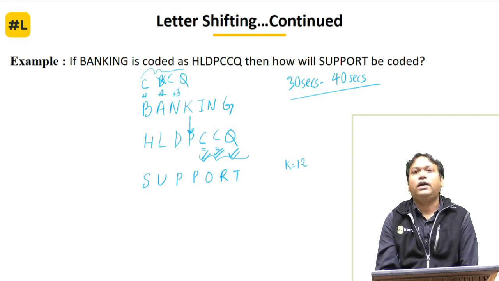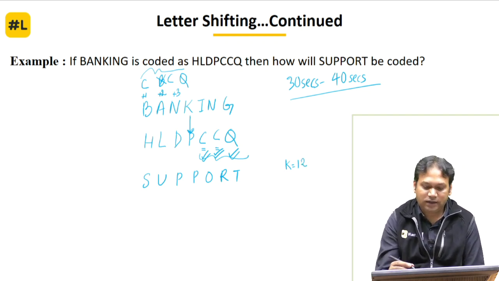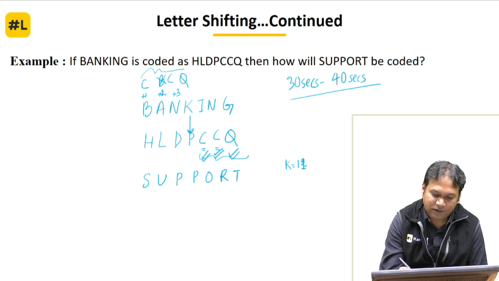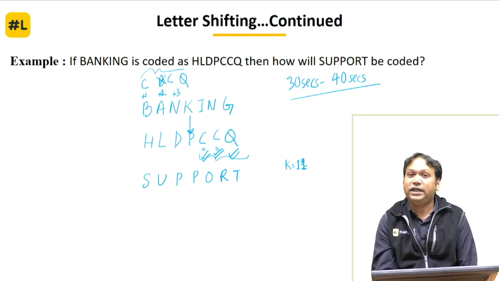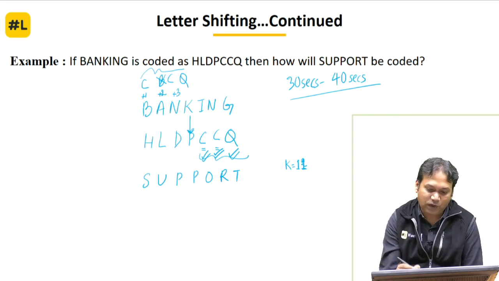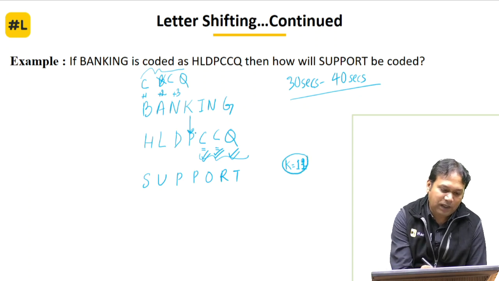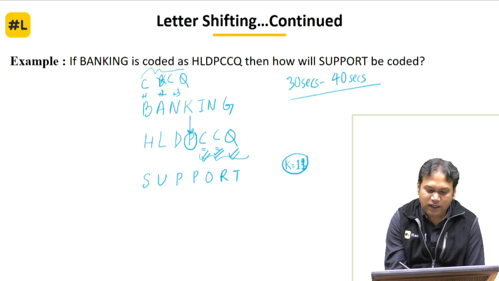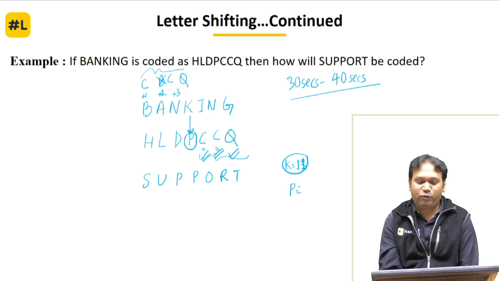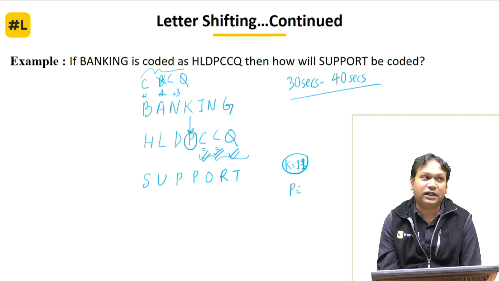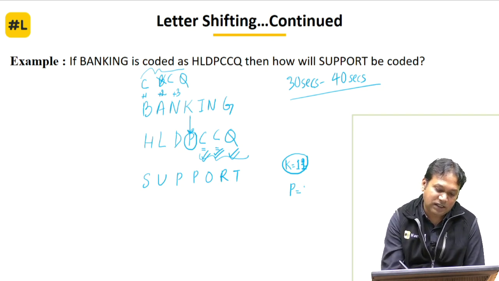12. K will be, sorry, not equal to 12, 11, okay. So just correct it, K is equal to 11. I is 9, J is 10, K is 11. So the positional value of K is 11, and look at P. What is the positional value of P? O is the 15th letter, so P is the 16th letter. 16 plus 11 is 27.